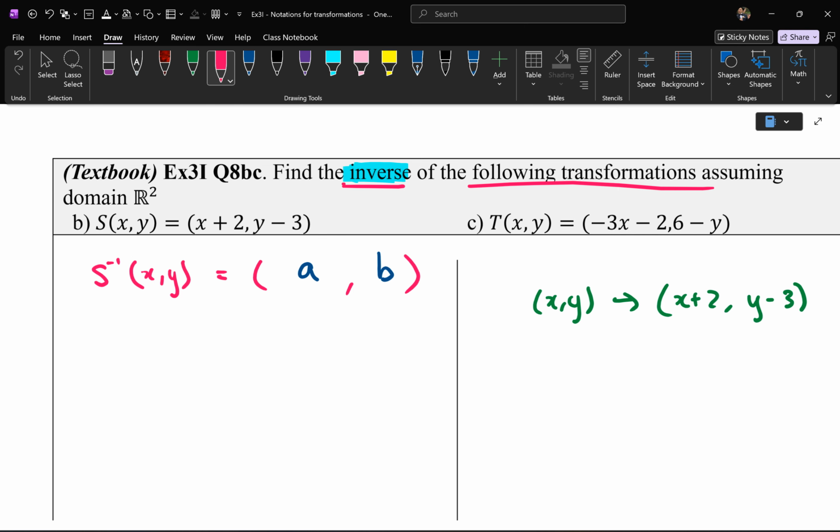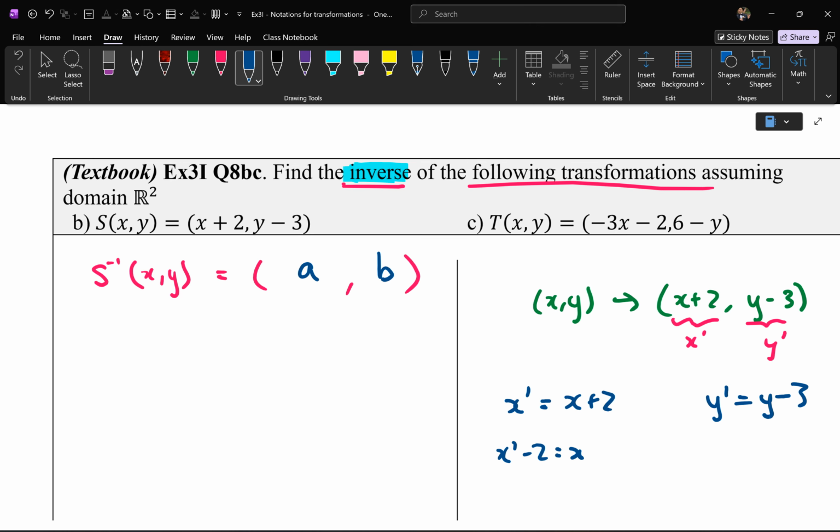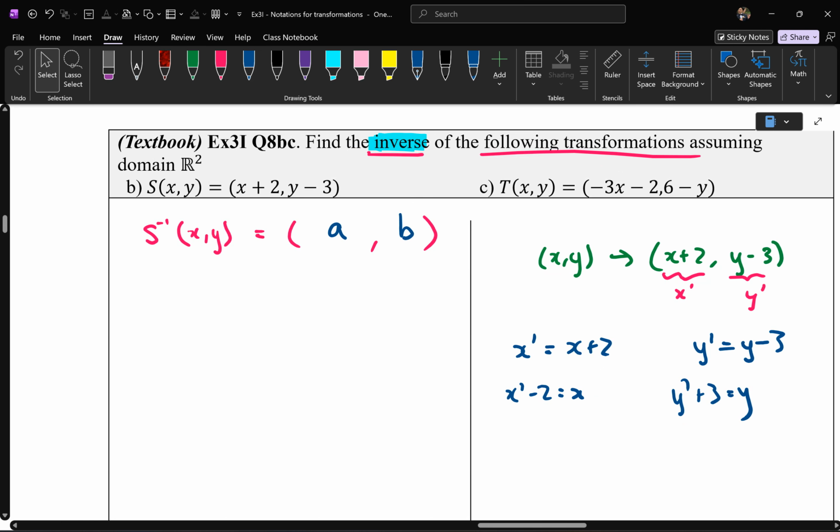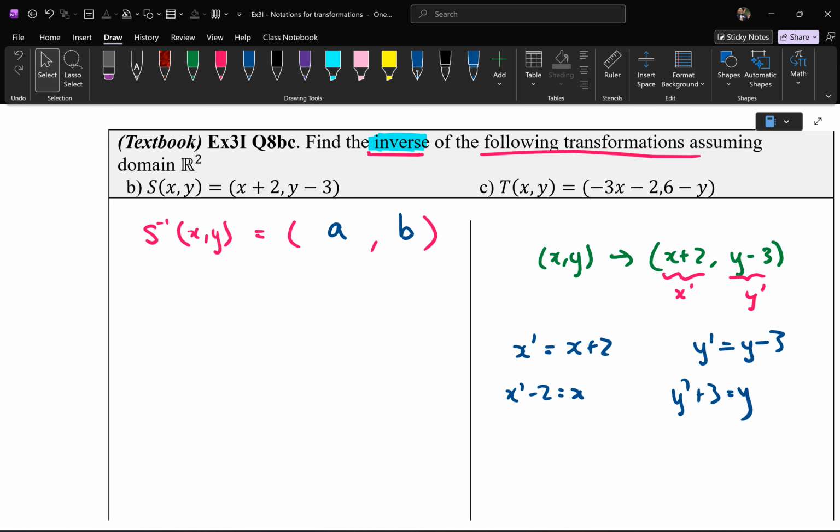Then if I asked you to find the inverse, or the image function, you would have said this is your x dash, that's your y dash. You would have said x dash is equal to x plus 2, rearrange, and you get x dash minus 2 is equal to x. Same thing with this one: y dash is equal to y minus 3, rearrange, you get y dash plus 3 equals y. And then whatever the new function is, you would sub that in, and that's how you get your new image function, right? That process is exactly the same as what we're going to do over here.